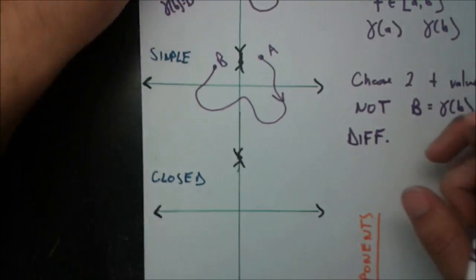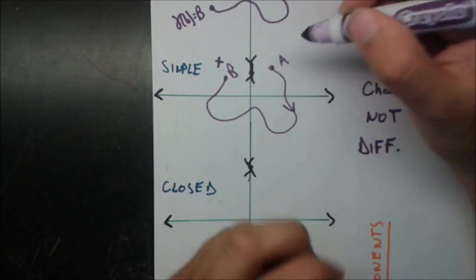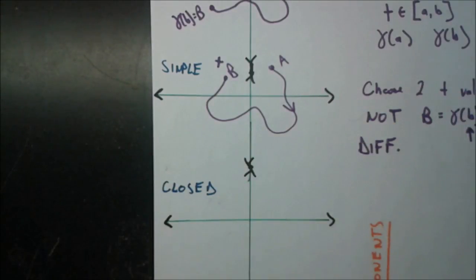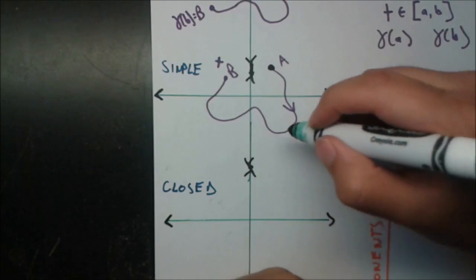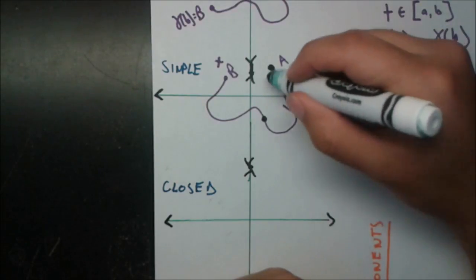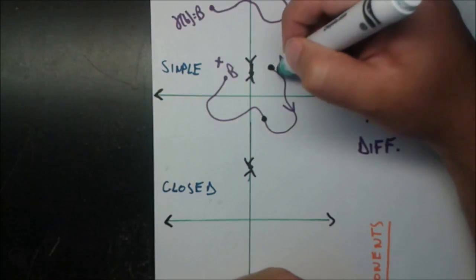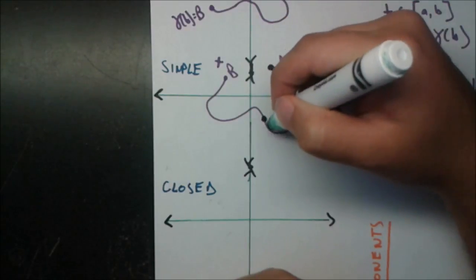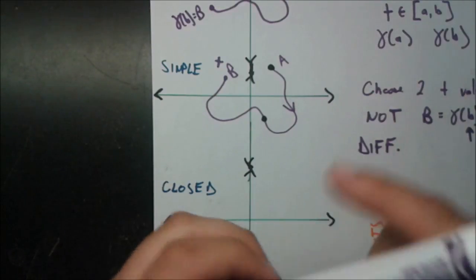If I choose two different t values on this curve, remember, I cannot choose this endpoint. So I can choose a starting point. Let's say I choose the starting point, and now I choose a different t value and find where the curve is there. So let's say here. I should never get the same point on the curve. And indeed I do not, because if I start here and I move along the curve, it never loops around on itself.